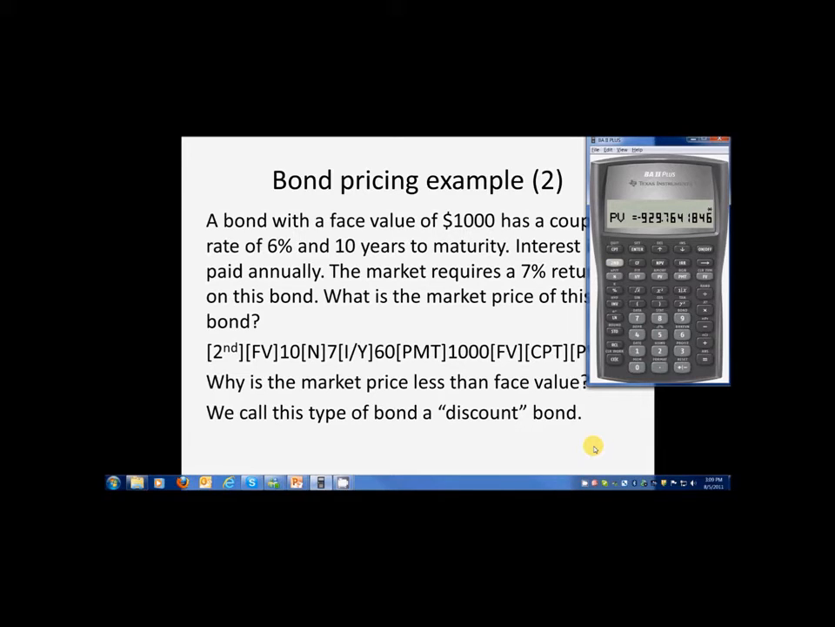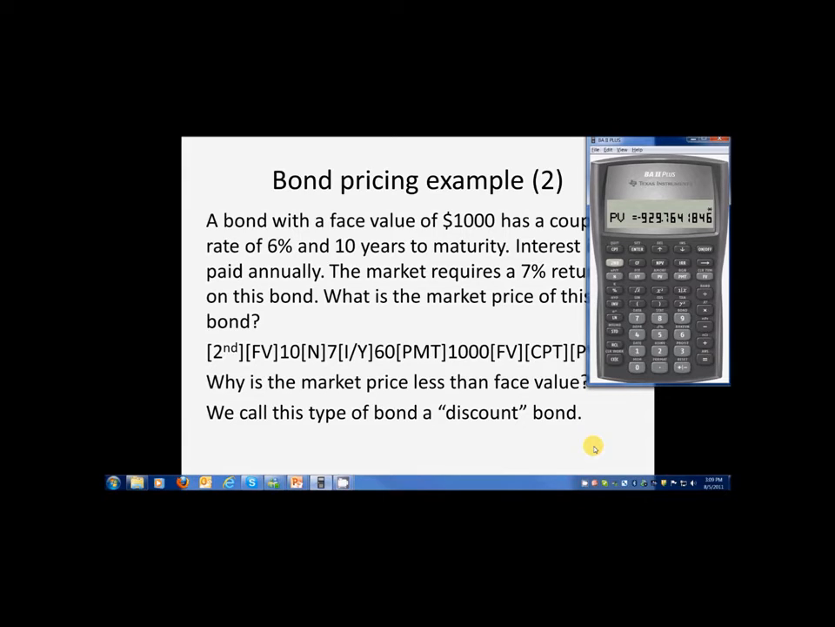The bond sells for $929.76 when the face value of the bond is 1,000. And the answer is, the coupons are not enough to satisfy investors' need for return on the bond. Check this out. The coupon rate is only 6%. The market's requiring 7% return.